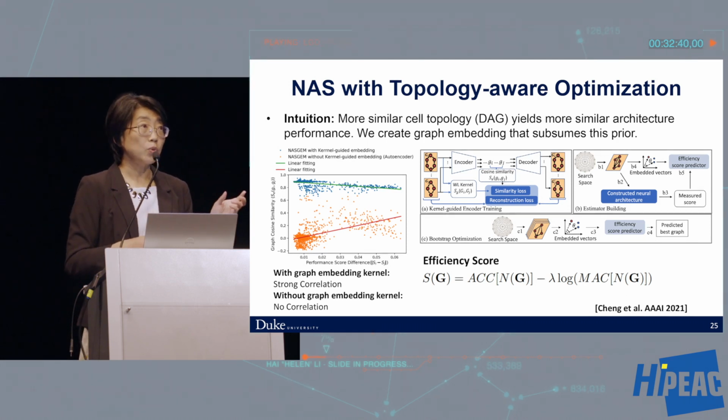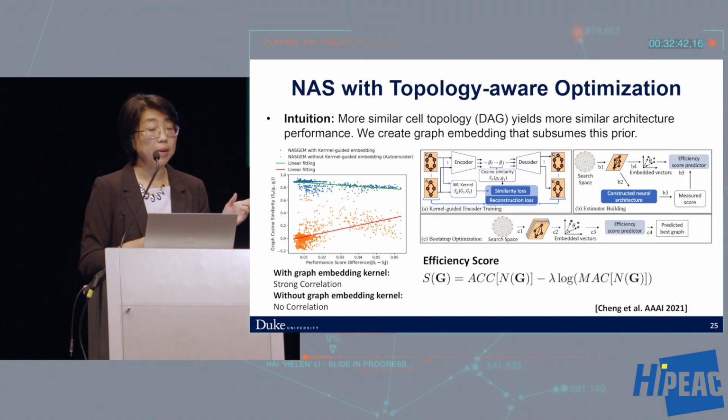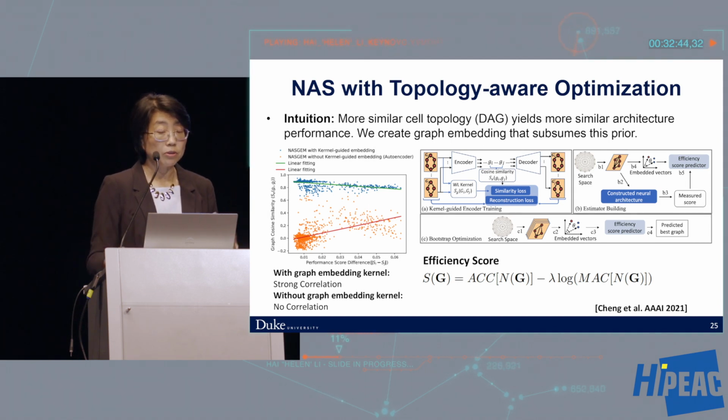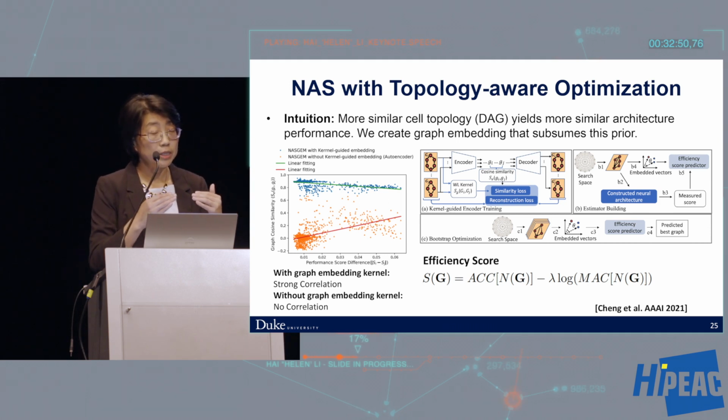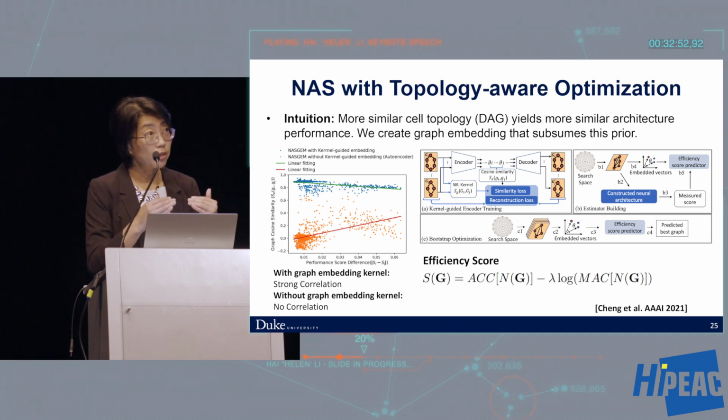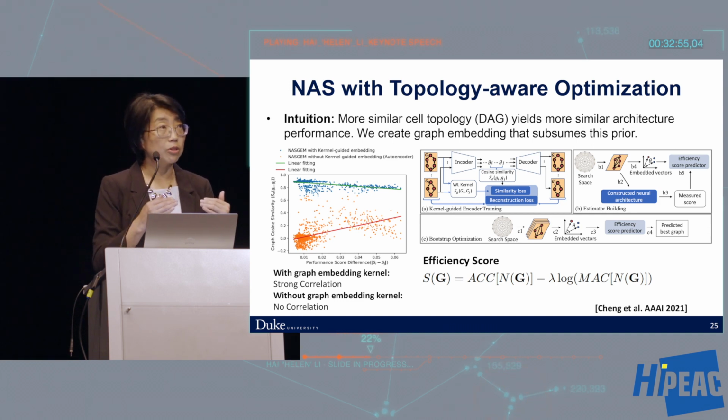So particularly in this work, we created a graph embedding. The right-hand side of the figure shows the overall flow. It's a little bit small. Basically, we divided it into 3 stages. The first stage is called kernel-guided encoder training.